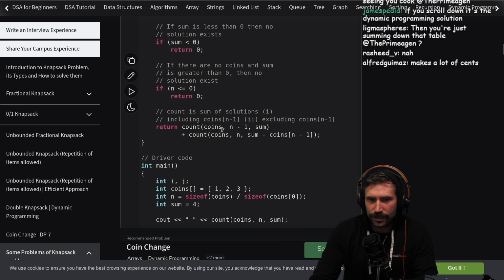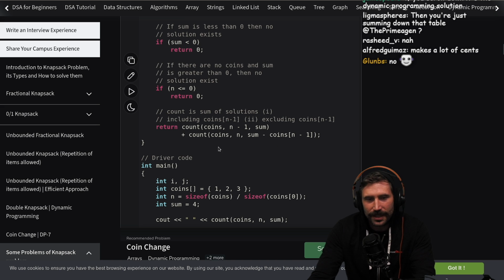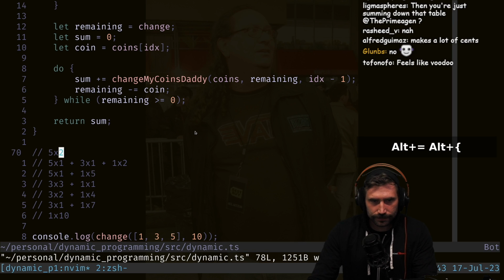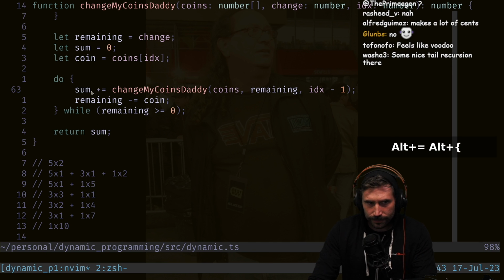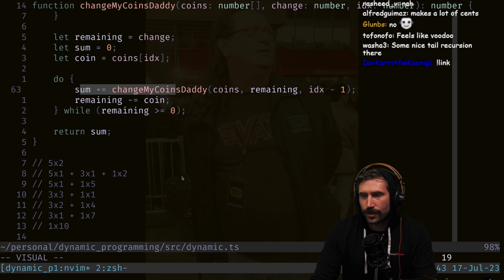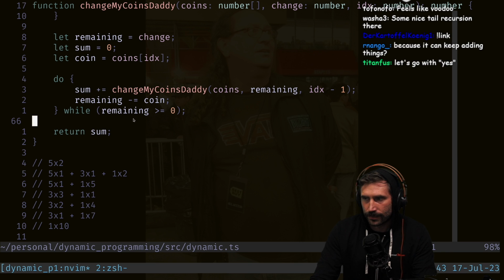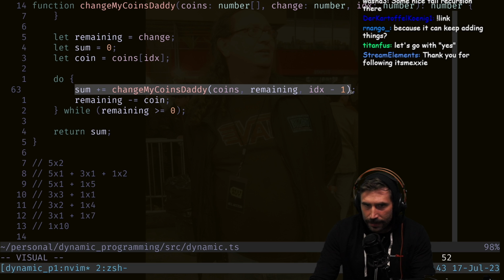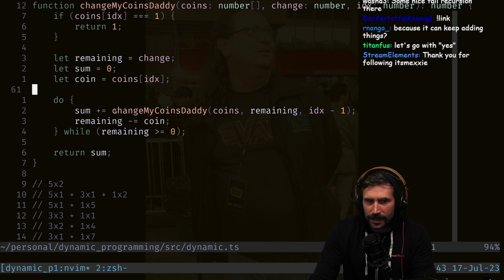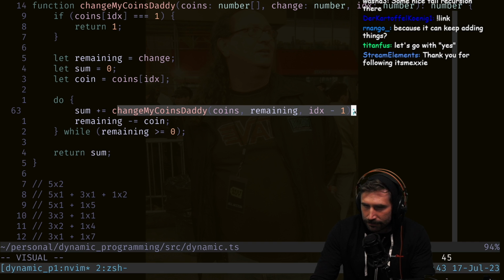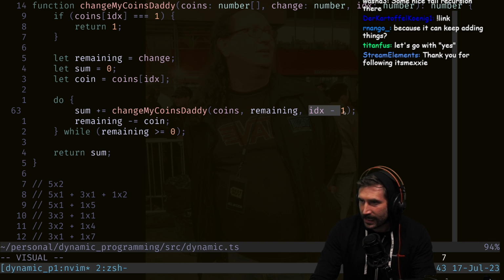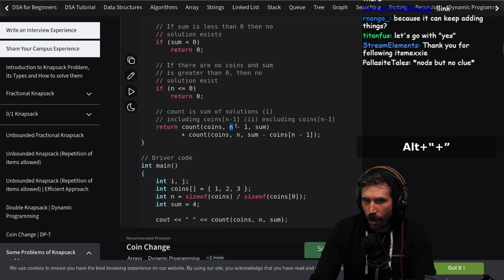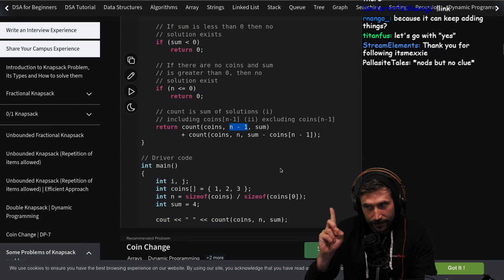Their recursive solution's clever. Makes a lot of sense. Okay, so see how I did a do while? What did I just do here at this position? The very first time through, this effectively is only moving the index down. Look at what they do here. They only move the index down the first time through.